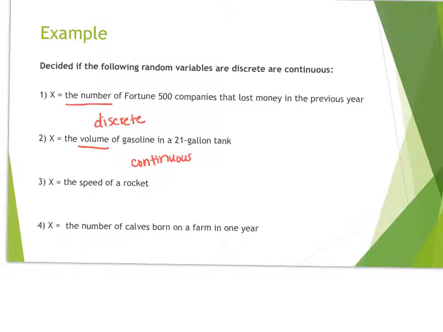The speed of a rocket. Again, speed is a unit of measurement, so this is also continuous. And the last one says x equals the number of calves born on a farm in 1 year. Can you have a fractional number of calves born? Probably not. You have to have a whole calf. When you're counting that and it says the number again, that tells me this is going to be discrete.